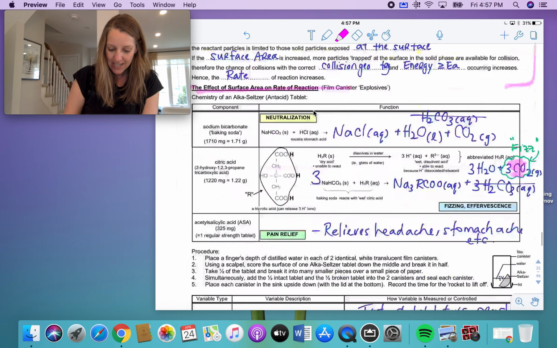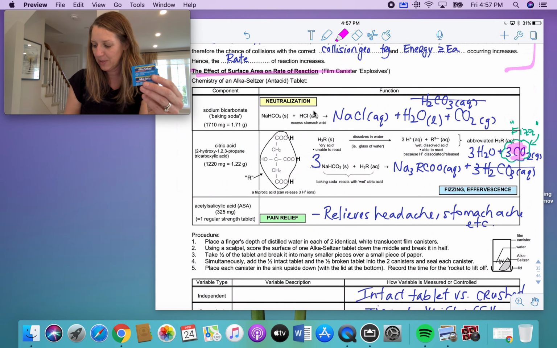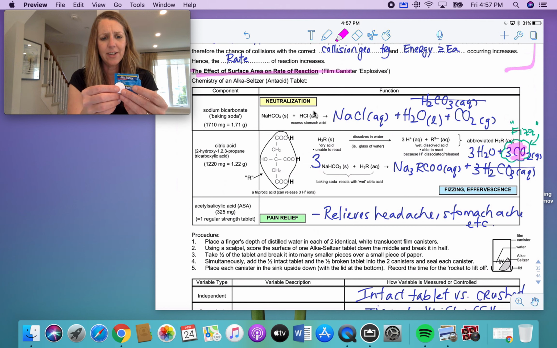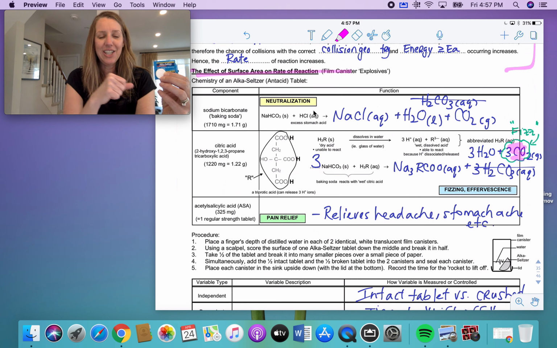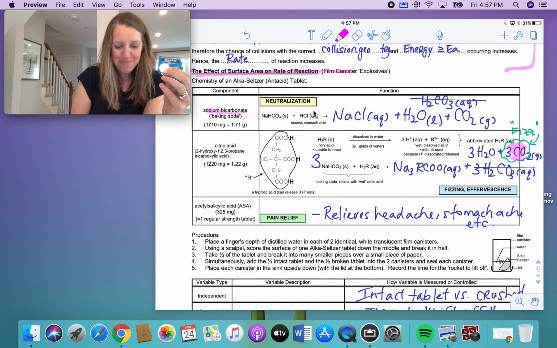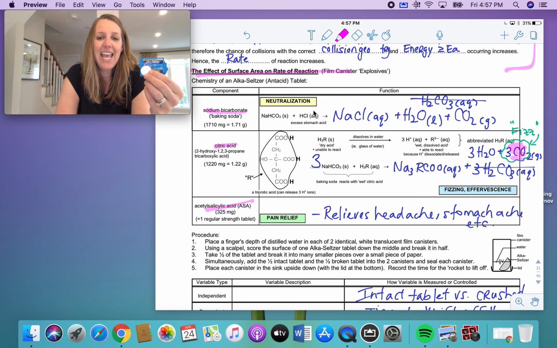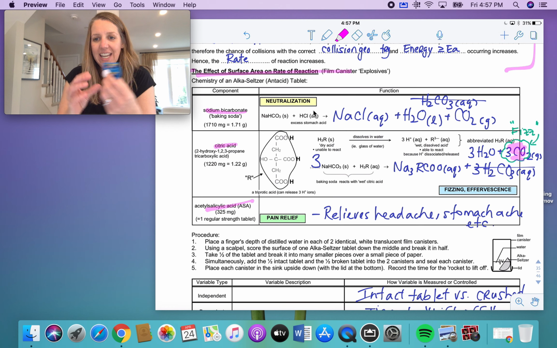Okay, getting into the components of the Alka-Seltzer tablet. Again, you would take Alka-Seltzer if you have a stomach ache or a headache, or maybe some acid reflux. You want to be able to neutralize that reaction. So you've got sodium bicarbonate, citric acid, and acetylsalicylic acid. That's the ASA that relieves the headache.